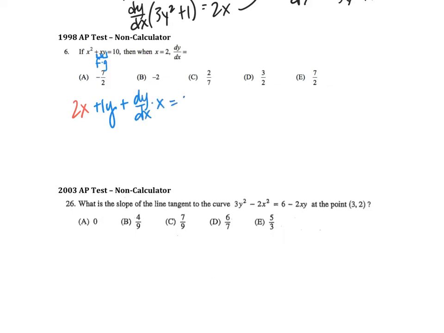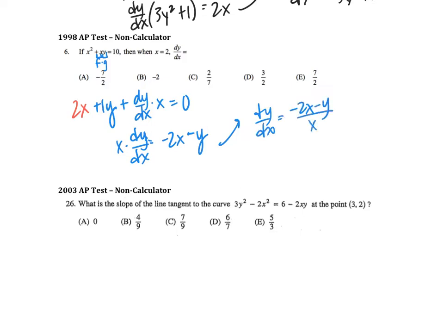The derivative of 10 is 0. They want dy/dx, so I'm going to go ahead and say dy/dx times my x equals negative 2x minus y. Therefore, my dy/dx equals negative 2x minus y all over x.